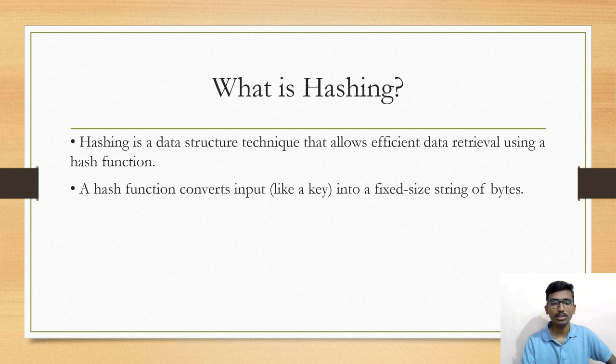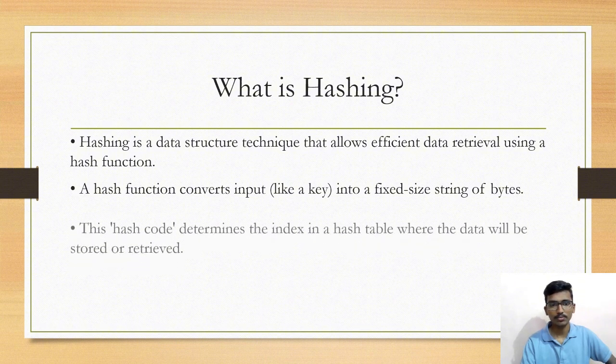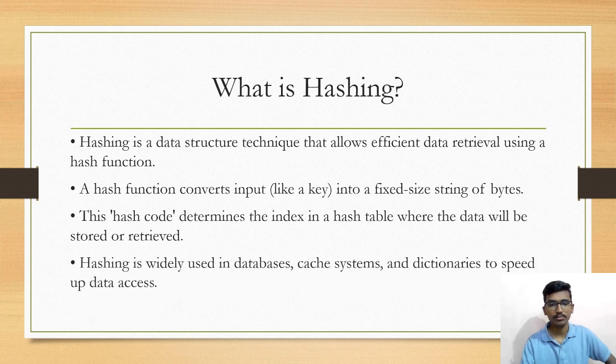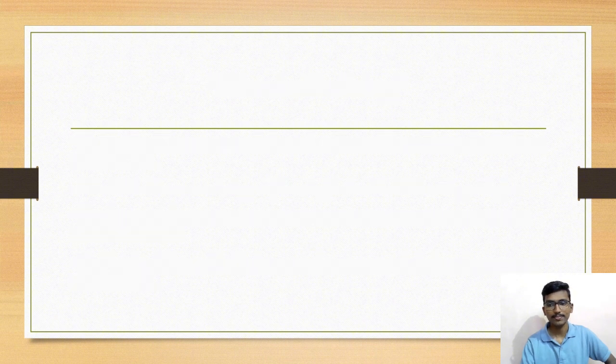A hash function converts input like a key into a fixed size string of bytes. This hash code determines the index in a hash table, where the data will be stored or retrieved. Hashing is widely used in databases, cache systems, and dictionaries to speed up data access.